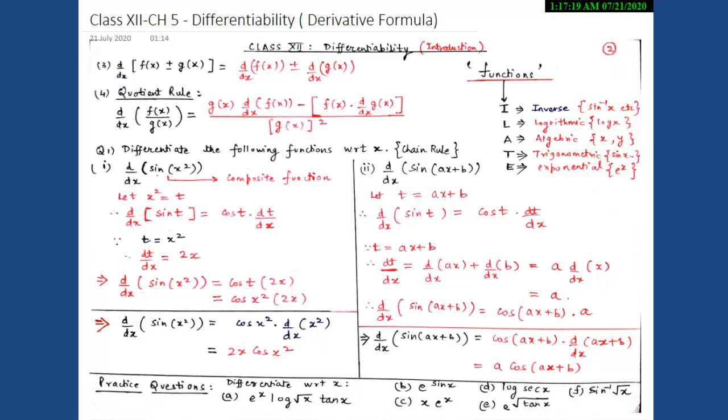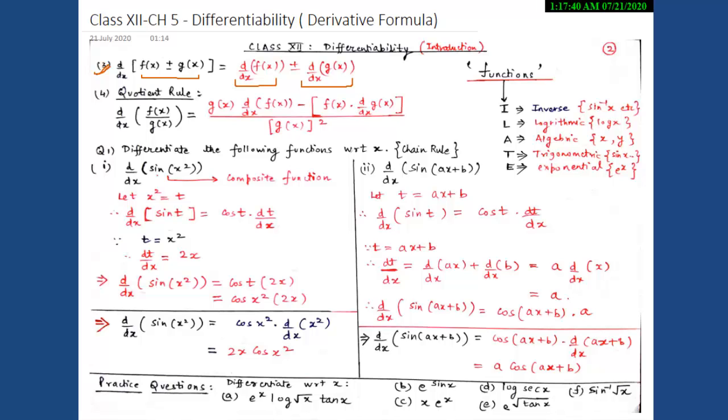And now, in third case, whenever we have to differentiate sum or difference of two functions, here students, d by dx of f(x) plus minus g(x) is equal to d by dx of f(x) plus minus d by dx of g(x). So here we will differentiate our functions individually.